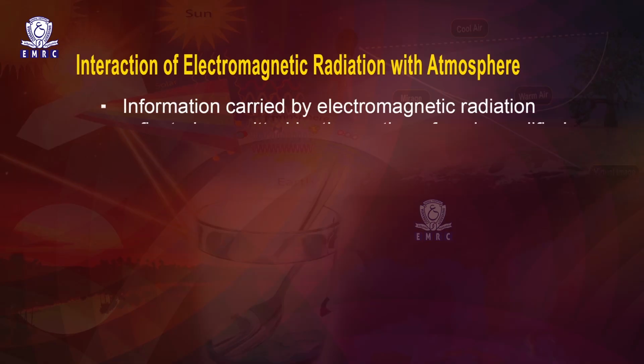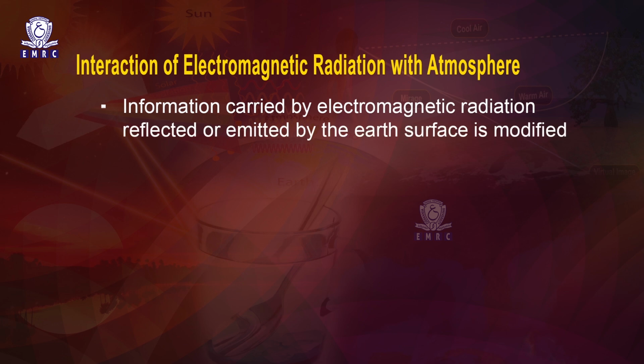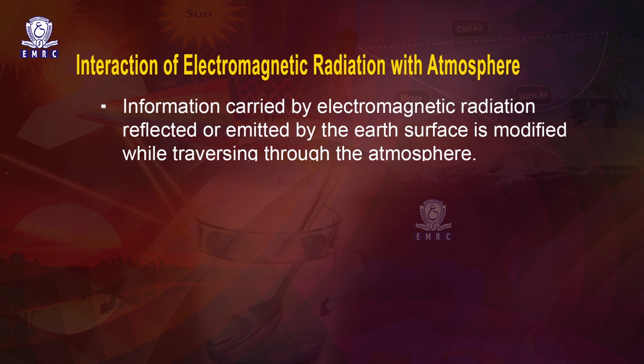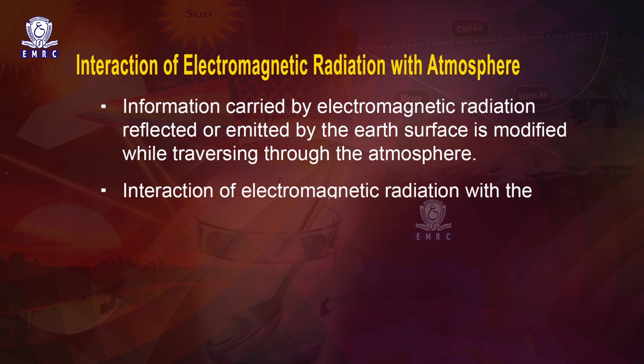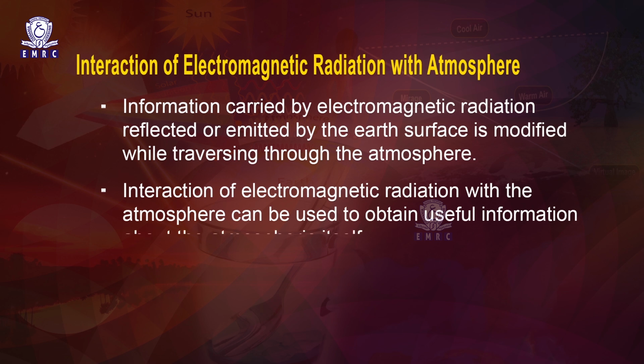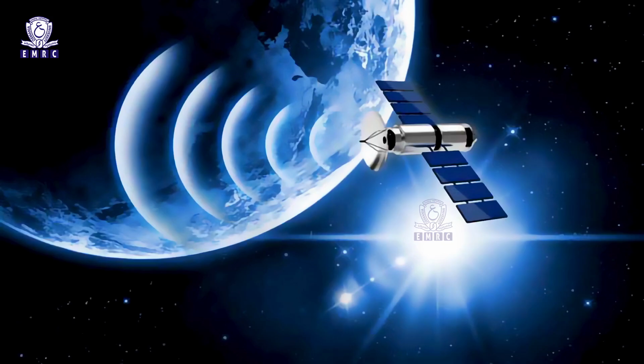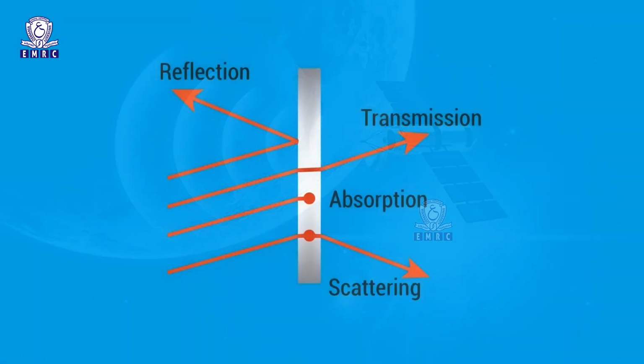The interaction of electromagnetic radiation with the atmosphere is important to remote sensing for two main reasons. Information carried by electromagnetic radiation reflected or emitted by the earth's surface is modified while traversing the atmosphere. And interaction of electromagnetic radiation with the atmosphere can be used to obtain useful information about the atmosphere itself. The change in the incident radiation on its way towards the satellite is governed by several atmospheric effects, caused by mechanisms of refraction, scattering, absorption and transmission.